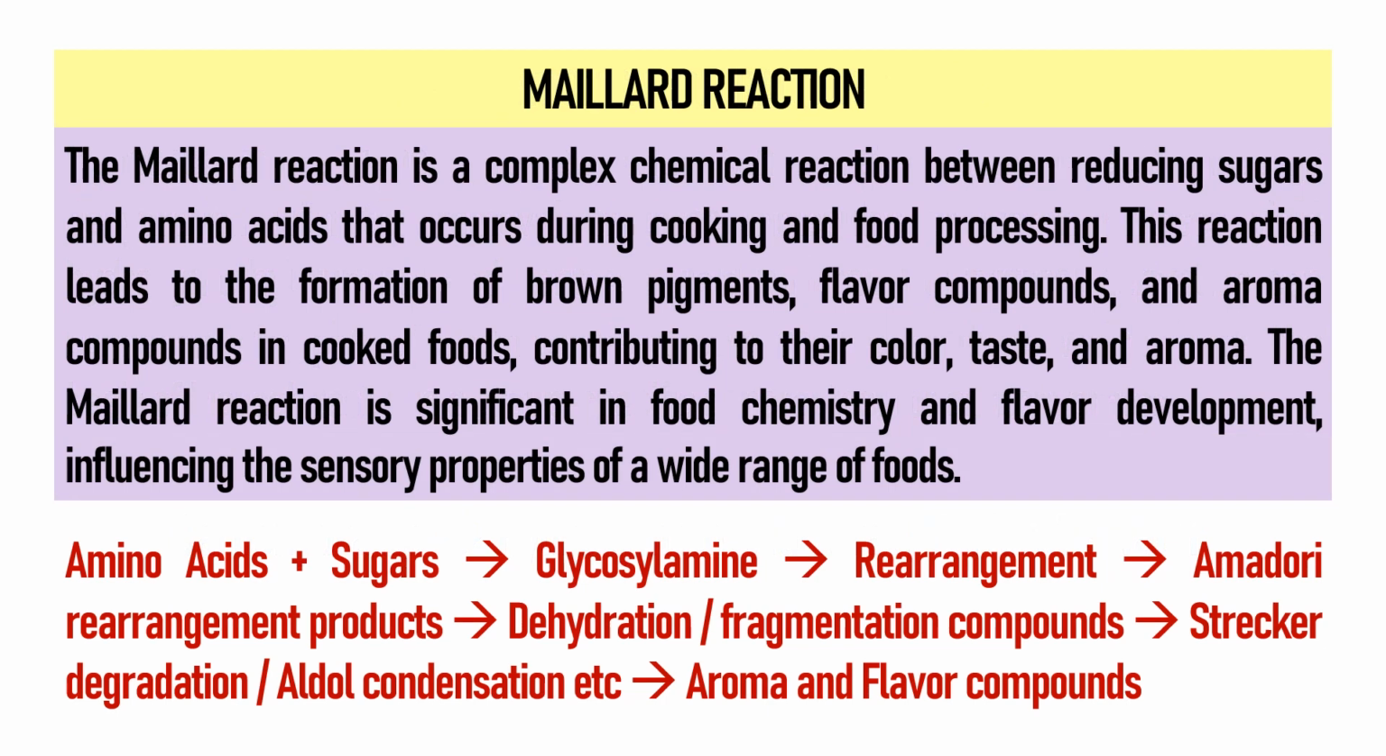The Maillard reaction is a complex chemical reaction between reducing sugars and amino acids that occurs during cooking and food processing. This reaction leads to the formation of brown pigments, flavor compounds, and aroma compounds in cooked foods, contributing to their color, taste, and aroma. The Maillard reaction is significant in food chemistry and flavor development, influencing the sensory properties of a wide range of foods. The steps involved in a typical Maillard reaction have been depicted below. You may actually want to know how that beautiful brown crust is formed in your bread which you had for breakfast.